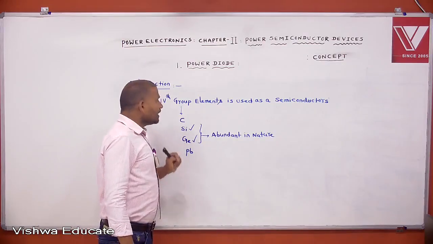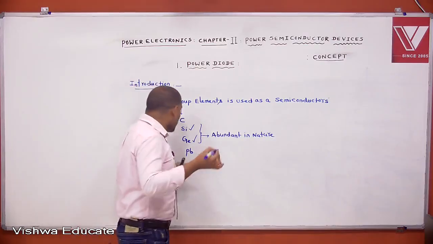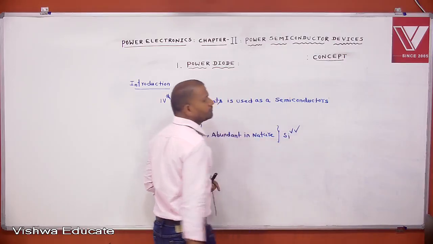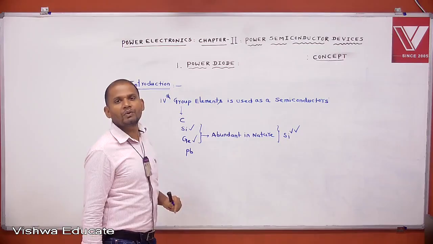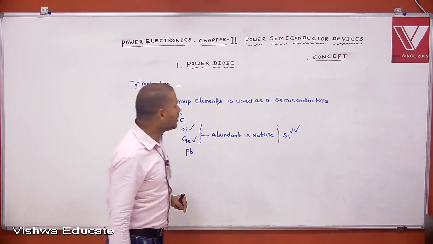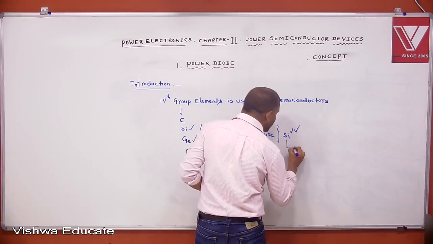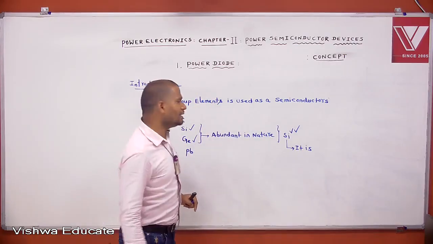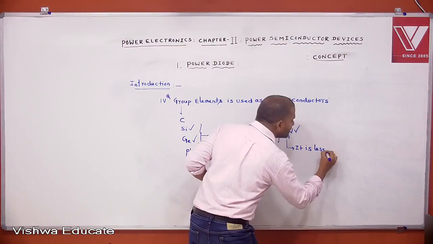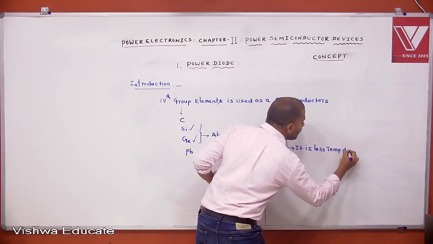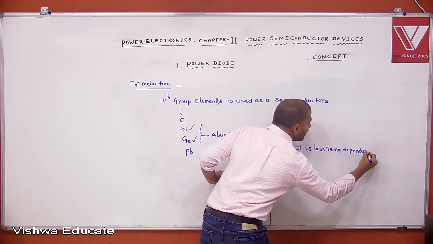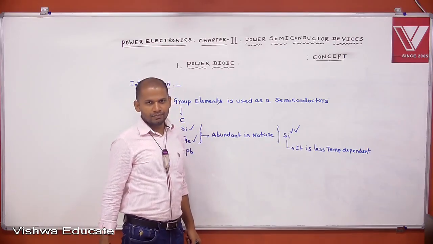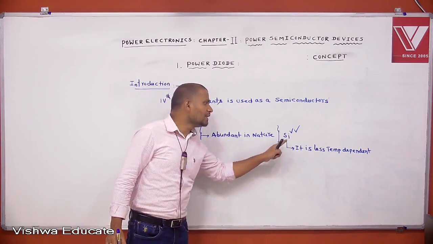But between silicon and germanium, which is more preferable? Silicon is more preferable as compared to germanium. Why is silicon more preferable? It is less temperature dependent. As compared to germanium, silicon is more thermally stable. Understood? That's the reason why it is less temperature dependent.